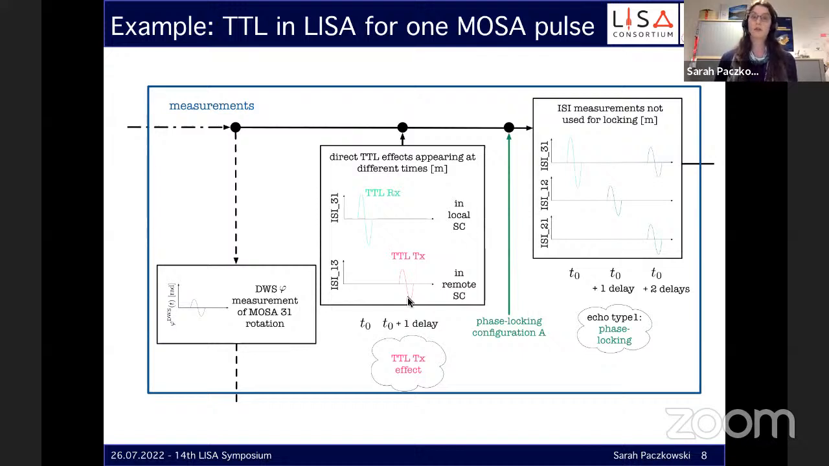Then, considering the phase locking configuration A, we obtain so-called echoes of these pulses also in the intersatellite interferometers 2.1, 1.2, and 3.1 with the corresponding delays. We call this echo type 1, and they are due to the phase locking.